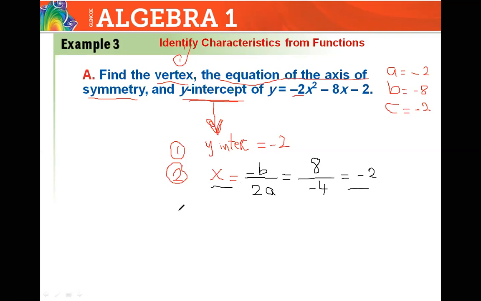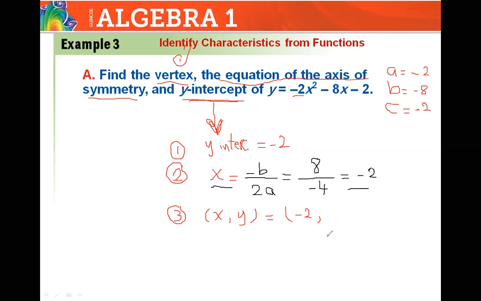To get the vertex point, it means it contains an ordered pair. When I talk about a point, it's an ordered pair, x and y. So we talk about a point now. I need to find the value of x and the value of y. The value of x we got from the previous step. The value of x is negative 2 directly. Okay, so the value of x is negative 2.